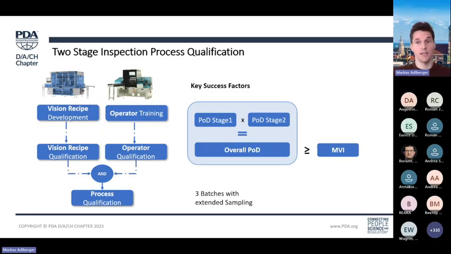But if you can show that your two-stage approach is efficient and you succeed the predefined acceptance criteria, this approach can significantly reduce your false reject rate.